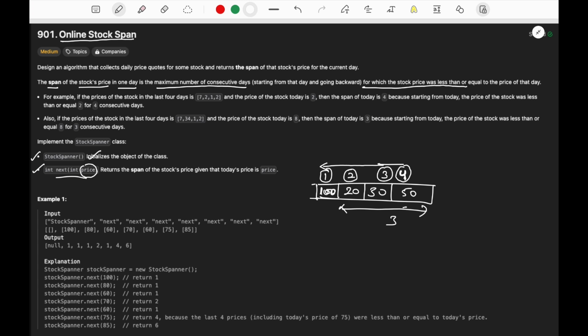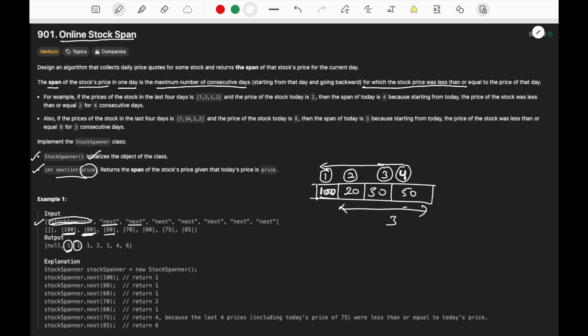So if you see in the input, the first is the stock spanner, so basically this is the constructor. We don't need to do anything. And then we have this next function called with value 100. So for 100, the span will be 1. Why? Because there is no more value before 100 right now. For the next function call, value 80 is provided. Again, the span will be 1. Why? Because the value before 80 is 100, which is greater than 80.